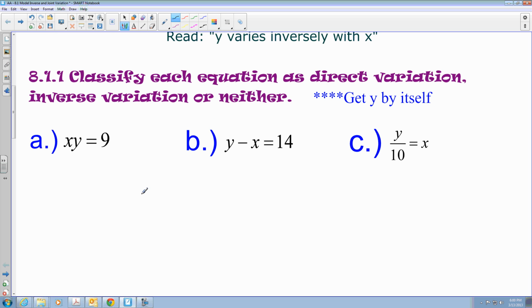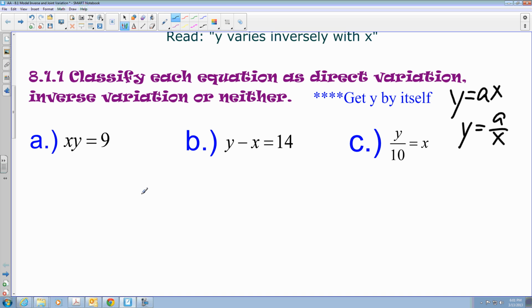For the first part of the homework, they want you to be able to classify whether the equation is a direct variation, inverse variation, or neither. So direct variation looks like this, and inverse variation looks like that. If it looks like either one of those things, we can classify it as direct variation or inverse variation. If it does not look like either one of those two, we can say that it's neither.